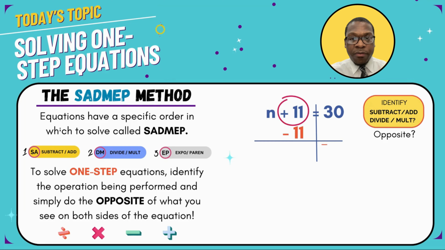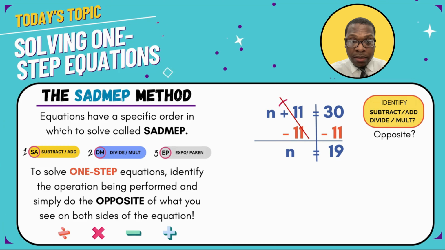So we subtract 11 from one side. We also subtract 11 from the other side. Now, we have positive 11 minus 11. Those two 11s cancel each other out. So now at this point, we just have to ask ourselves, what do we have left? Now we have n equals 30 minus 11, which should give us n equals 19.